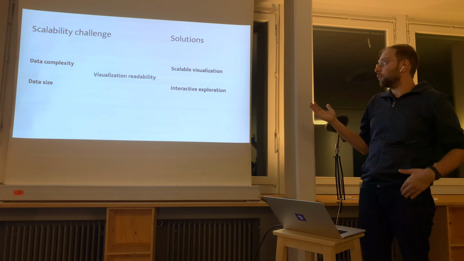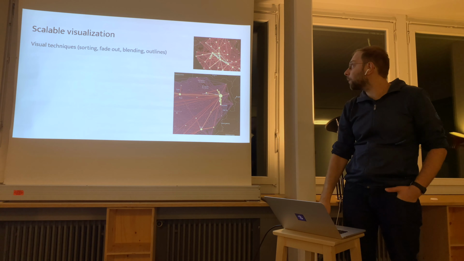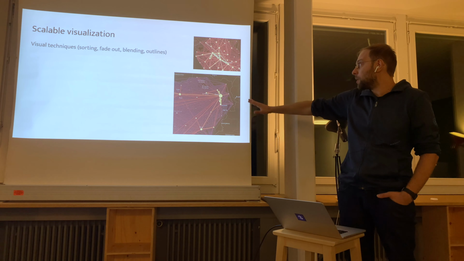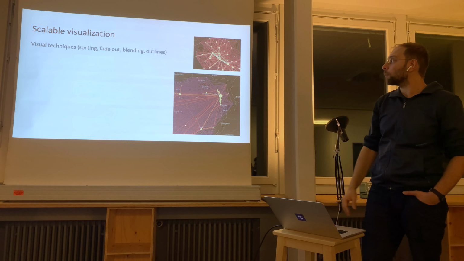So for scalable visualization, this flow map visualization, which we developed, actually uses quite a lot of visual techniques in order to make it more readable. So we sort the lines, the arrows, so that the largest are at the top. We fade out the smaller ones so that they are not distracting too much the attention, because they're mostly noise. We are probably mostly interested in larger ones, but still we want to see which regions are connected, right?